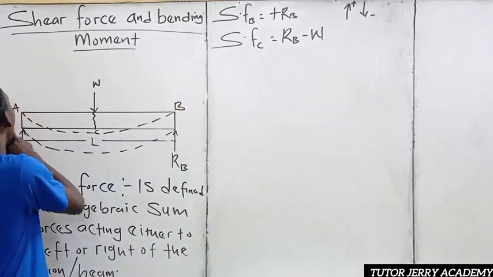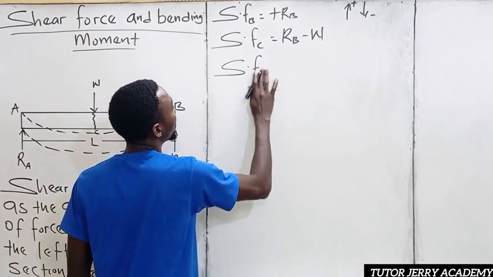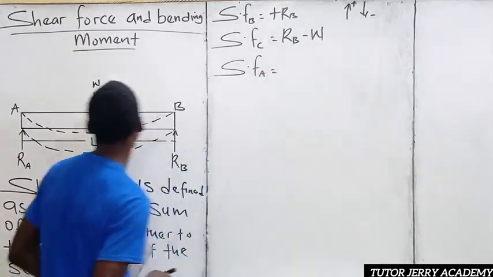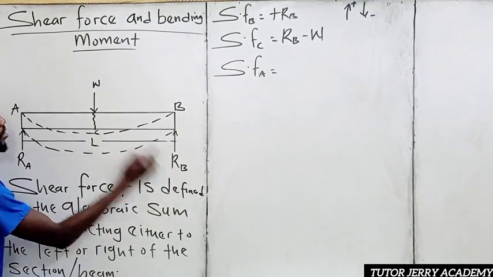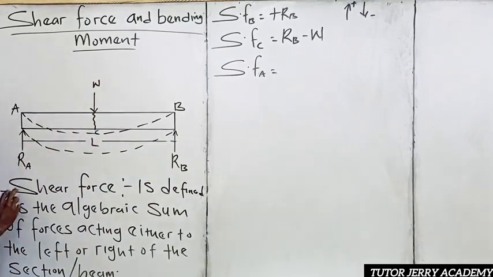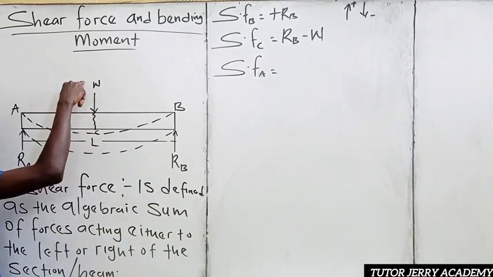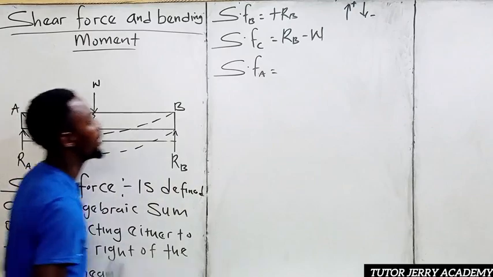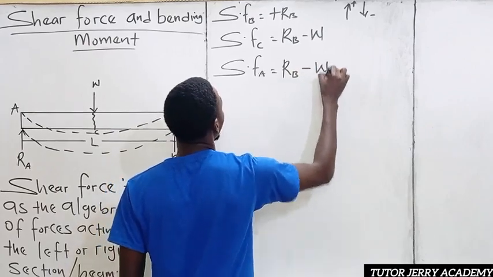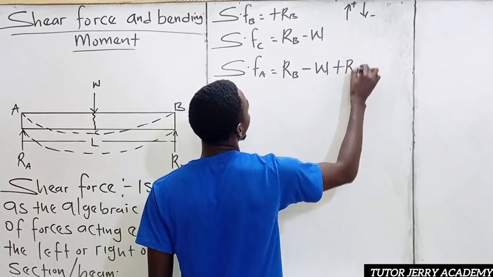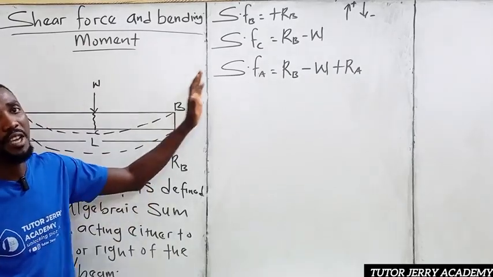All right. So the shear force at point A is going to be what? If you start at point A here, how many forces are you going to see? We have this, and a downward force at point A. We are going to have 3 forces, so it is going to be R_B minus W plus R_A. So we have R subscript B minus W, then plus R subscript A. All right. So this is how to go about calculating shear force on this beam.